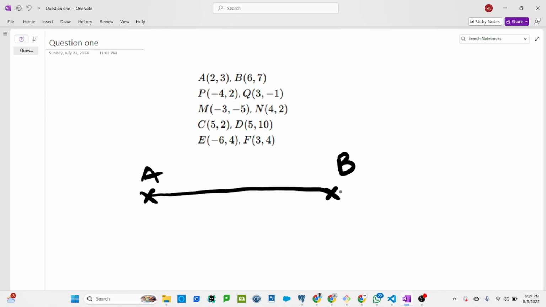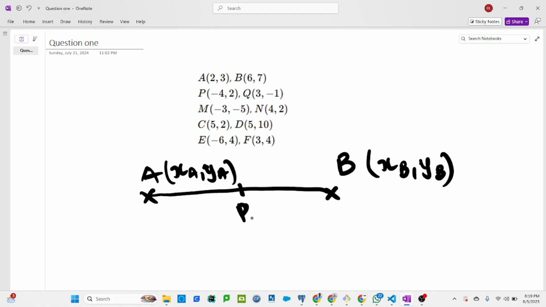Now we are interested in something unique that we want to find about this line segment. A is going to have its own coordinates, like x of A and y of A. The same thing applies to x of B and y of B. However, here we are interested in the point in the middle between the two of them. We are going to look for the middle point, let's say point P, exactly in the middle. That's what we are going to focus on now.